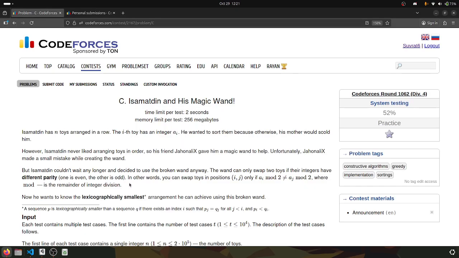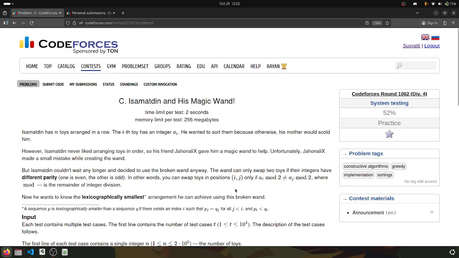So the next problem is: Ismatdin has n toys arranged in a row. The ith toy has an integer AI. He wanted to sort them because otherwise his mother would scold him. However, Ismaddin never liked rearranging toys in order, so his friend Jahonli X gave him a magic wand to help. Unfortunately, Jahonli X made a small mistake while creating the wand, but Ismaddin couldn't wait any longer and decided to use the broken wand anyway.